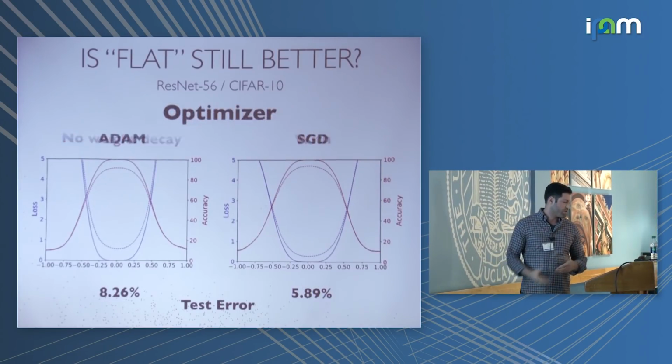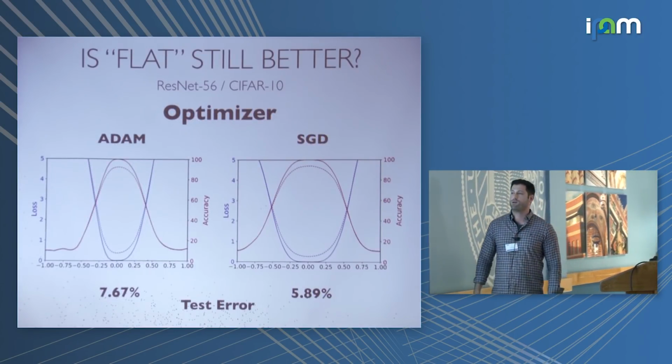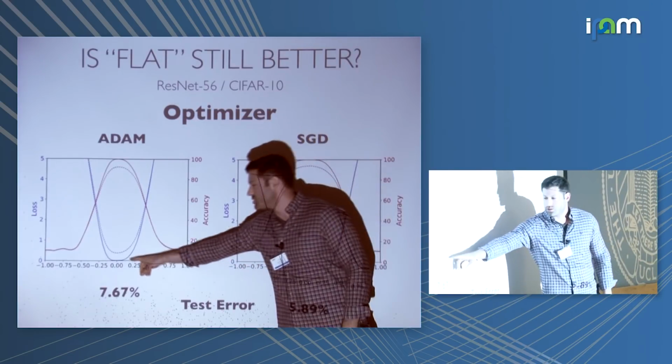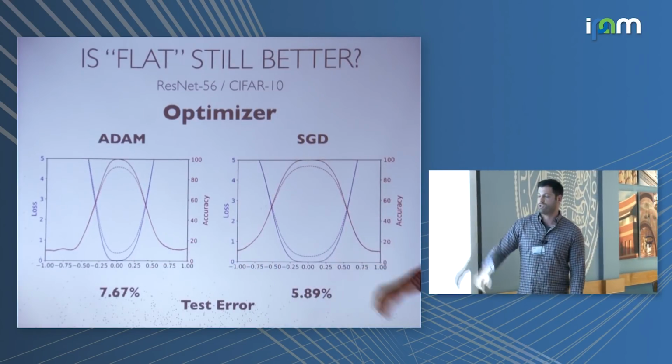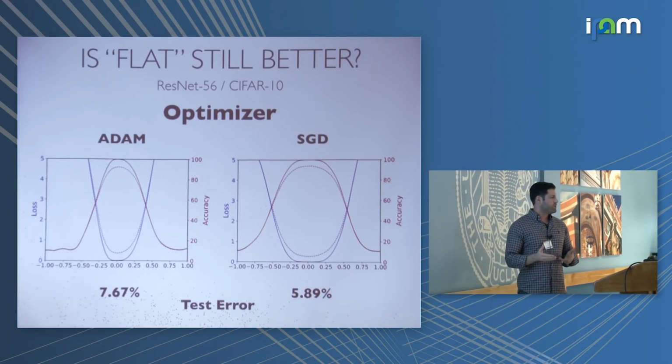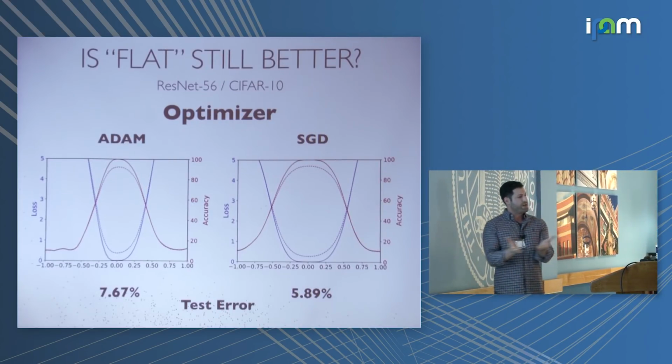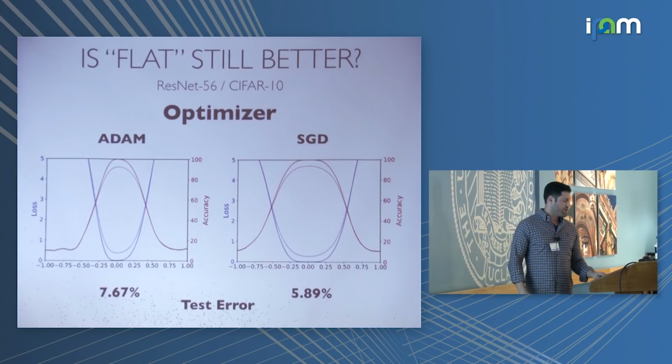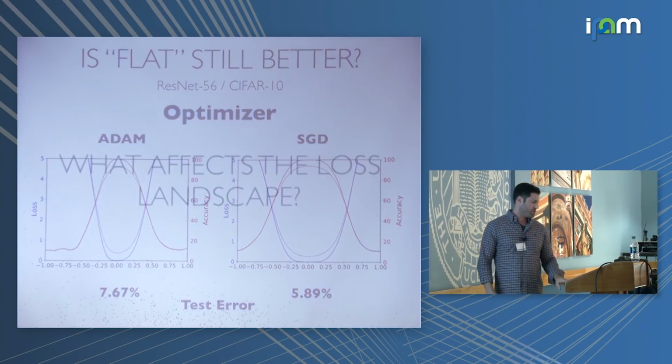And we can even compare across optimizers. So here's Adam versus SGD. This Adam minimizer is visually sharper than this SGD minimizer, and it also has worse generalization error. So with this filter normalization process, it sort of identifies the natural distance scale of these things so that we can actually compare different minimizers to each other.